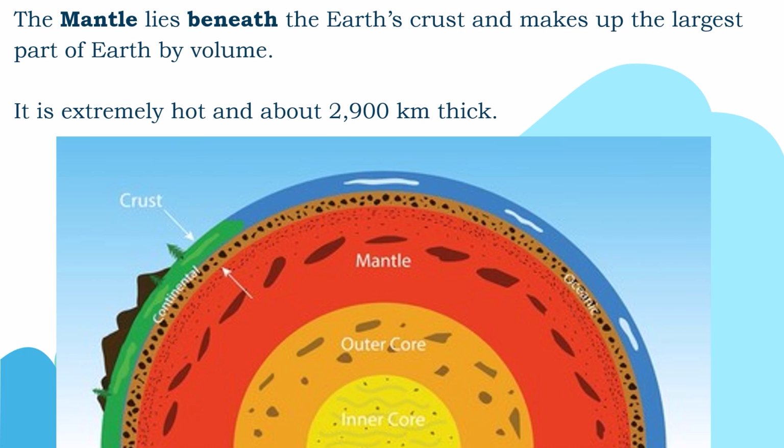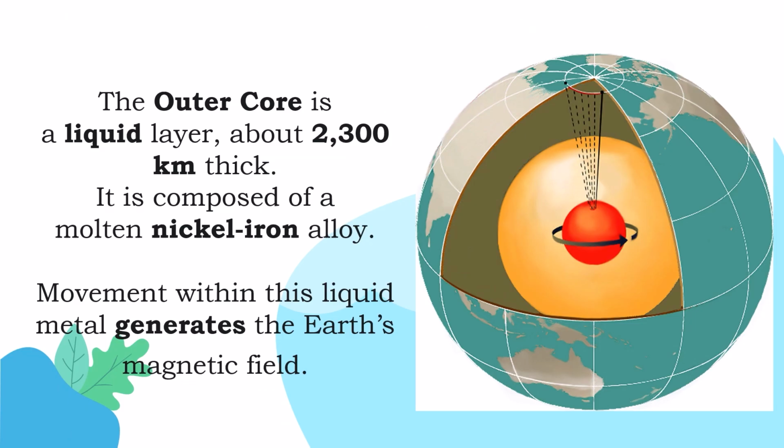The mantle lies beneath the Earth's crust and makes up the largest part of Earth by volume. It is extremely hot and about 2,900 kilometers thick. The outer core is a liquid layer which is about 2,300 kilometers thick. It is composed of molten nickel and iron alloy. Movement within this liquid metal generates the Earth's magnetic field.